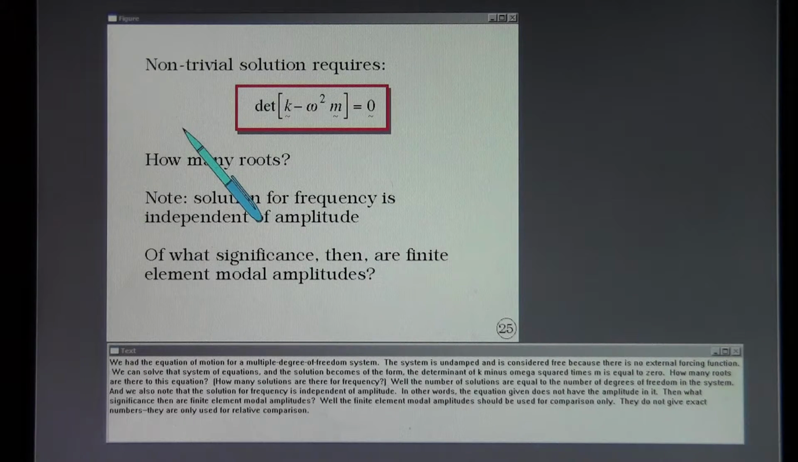And we also note that the solution for frequency is independent of amplitude. In other words, the equation given does not have the amplitude term in it. Then what significance then are finite element modal amplitudes? Well, actually, the finite element modal amplitudes should be used for comparison only. They do not give exact numbers. They're only used for relative comparison.